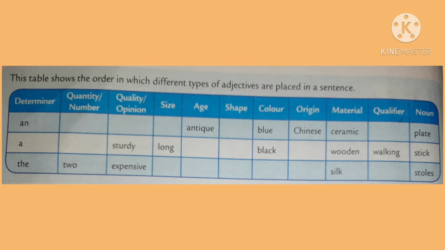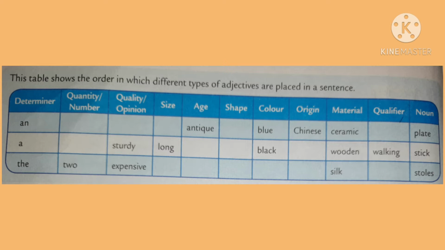Next, second one, quantity or number. What does that mean? One, two, five, four. That is quantity or number. Third one, quality or opinion. Example, sturdy, expensive, tasty, ugly, stubborn, happy. These are some examples for quality or opinion.